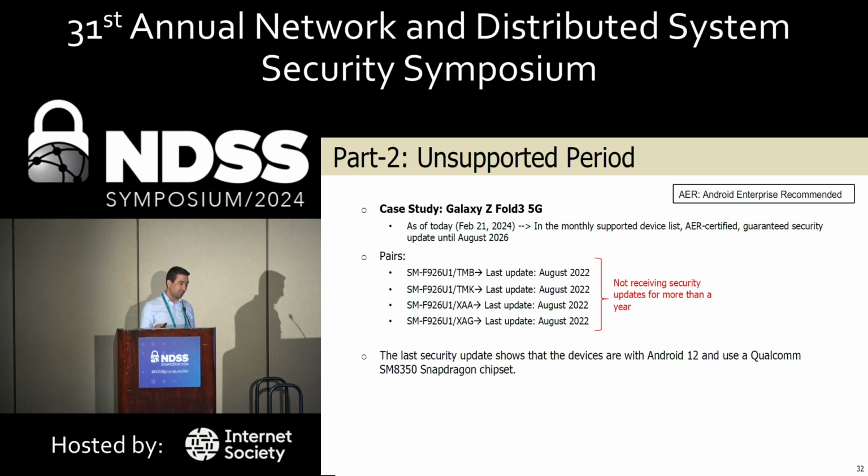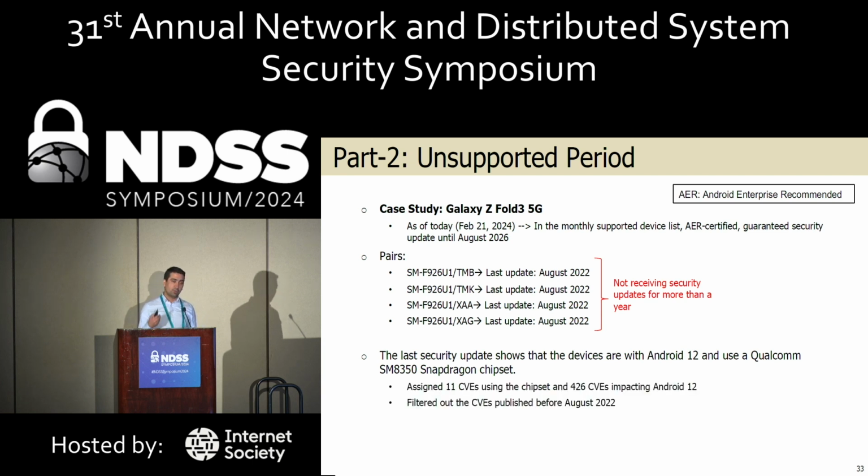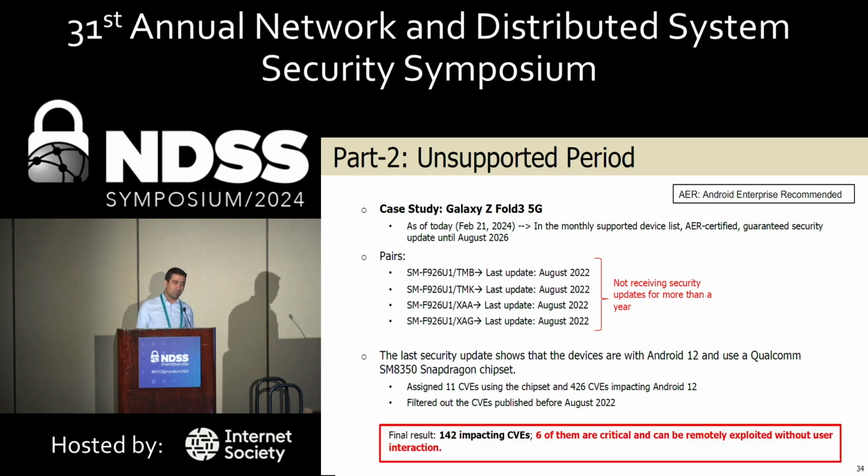We looked at their last security update, and we found that these devices are on Android 12, and they use this Qualcomm chipset. So we assigned CVEs using this chipset information and Android version, and we filtered out the CVEs that came out after August 2022. Our final result shows that these devices have 142 impacting CVEs, and 6 of them are critical and can be remotely exploited without any user interaction.